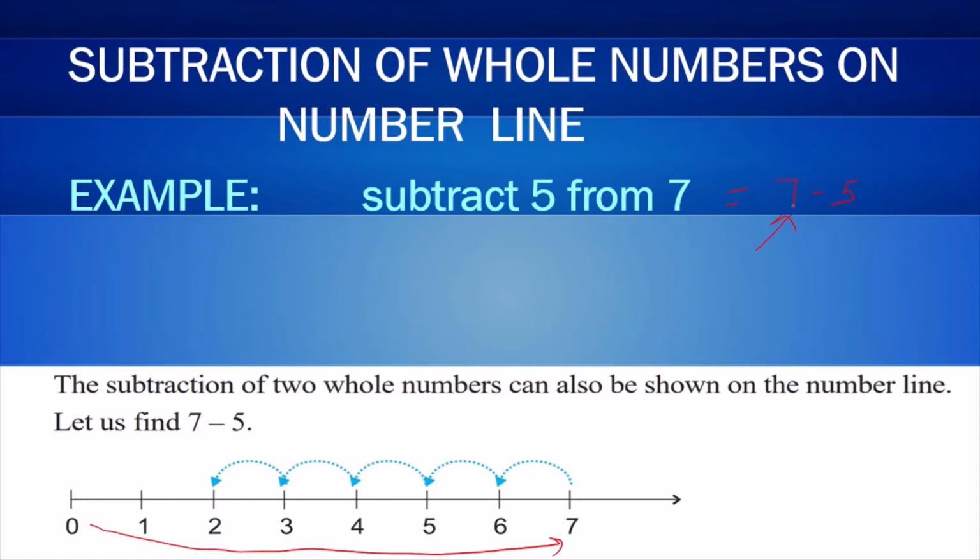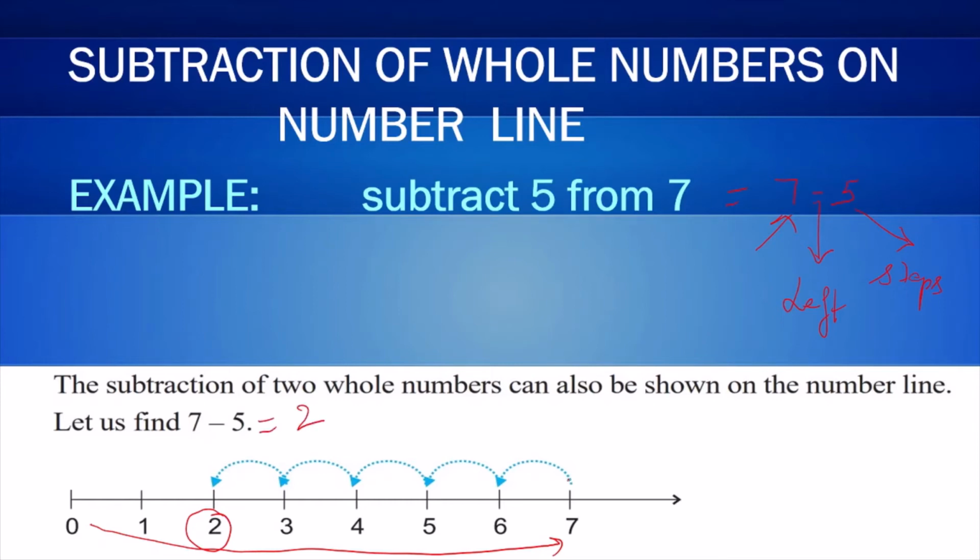Now the negative sign indicates that we have to move towards the left side. 5 means we go 5 steps to the left side. So from 7 we move 5 steps towards the left side and we finally reach 2. So 7 minus 5 gives us 2 as our final answer.